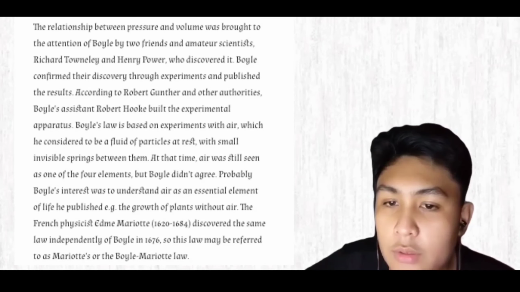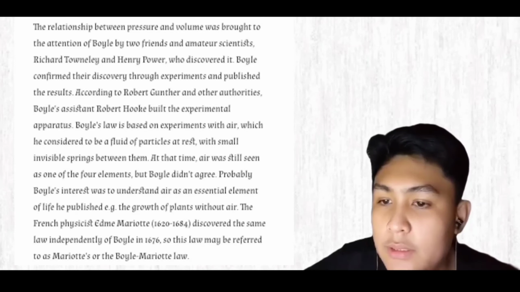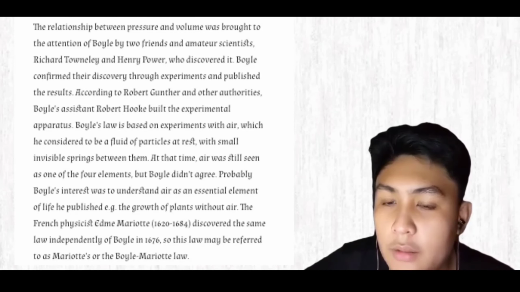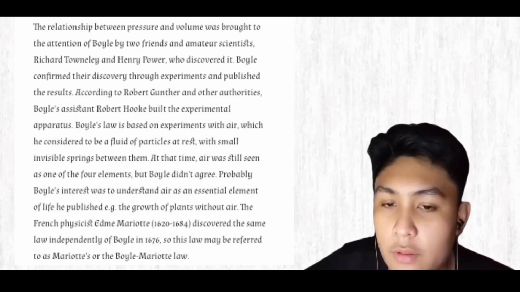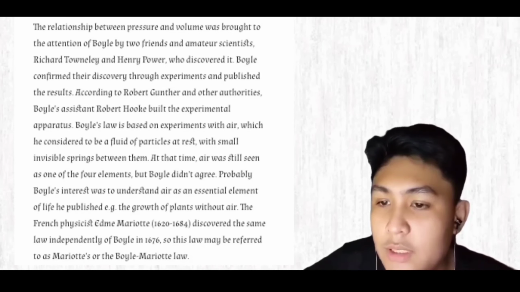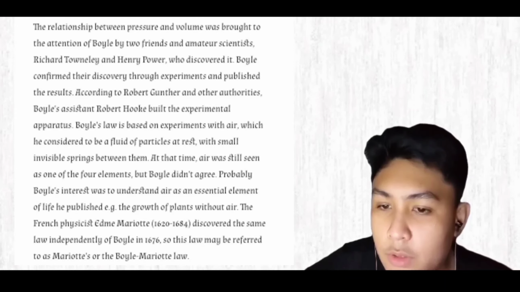Boyle's law is based on experiments with air, which he considered to be a fluid of particles at rest, with small invisible springs between them. At that time, air was still considered one of the four elements, but Boyle didn't agree. Probably Boyle's interest was to understand air as an essential element of life. He published The Growth of Plants Without Air.